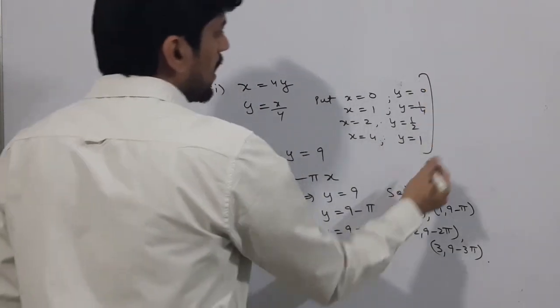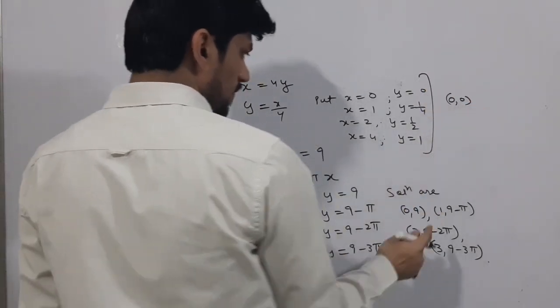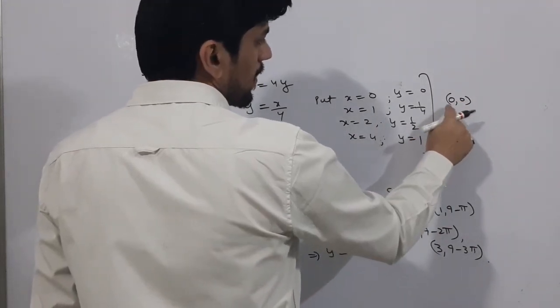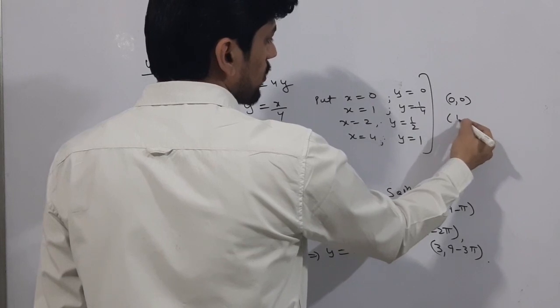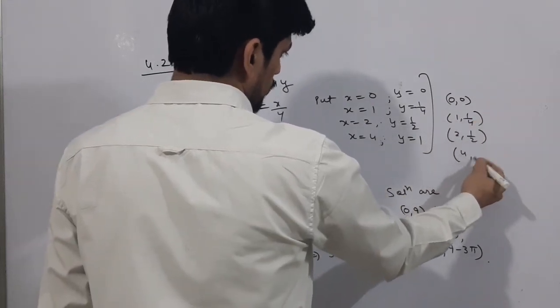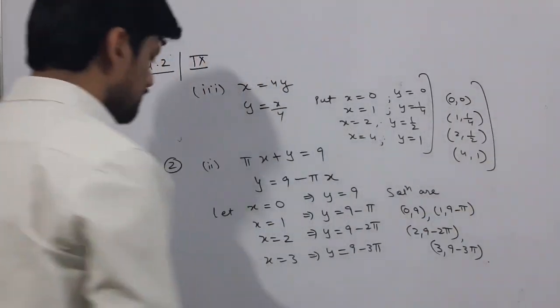So the solutions are 0, 0. Always write x value first and y value second. Abscissa and then ordinate. Second solution 1, 1 by 4, 2, 1 by 2 and 4, 1. So these are 4 solutions.